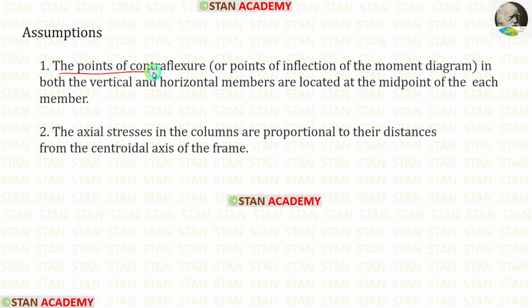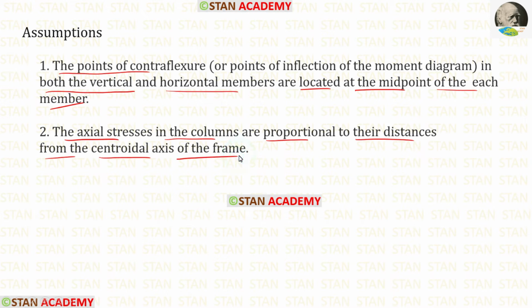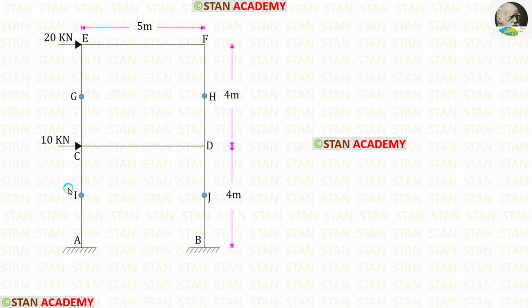The points of contraflexure in both the vertical and horizontal members are located at the midpoint of each member. The axial stresses in the columns are proportional to their distances from the centroidal axis of the frame. Let us name the center of the columns in both of the stories.